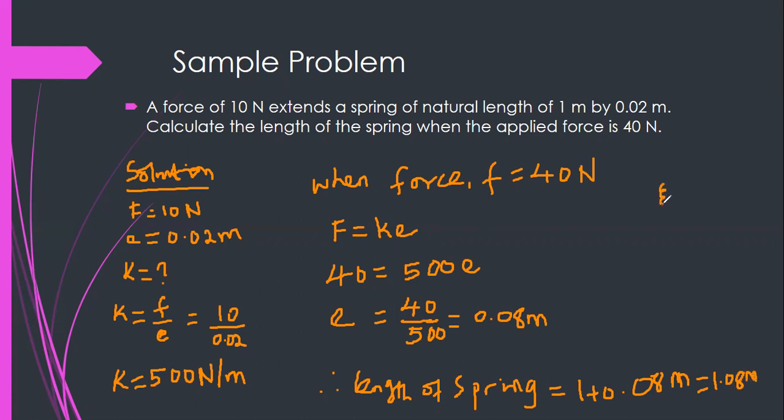So the original length is 1 meter, and then when the force of 40 Newton was applied to it, it extended by 0.08 meter. So we add the two together to get the total length, which is this. Okay, so this is how to apply the equation. Okay, let's consider another example.